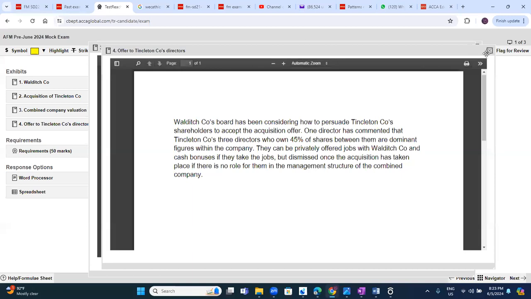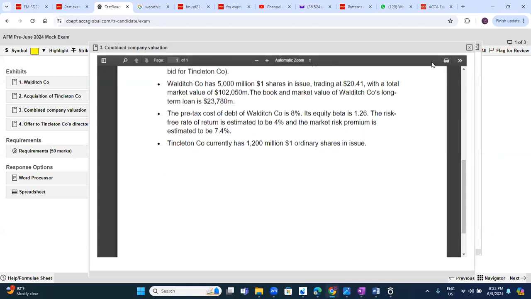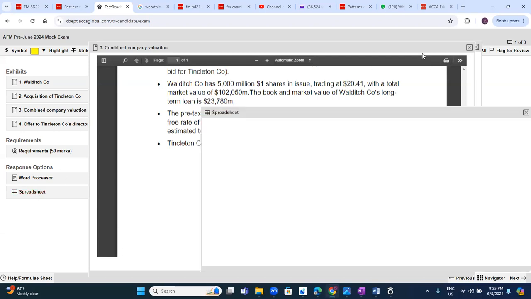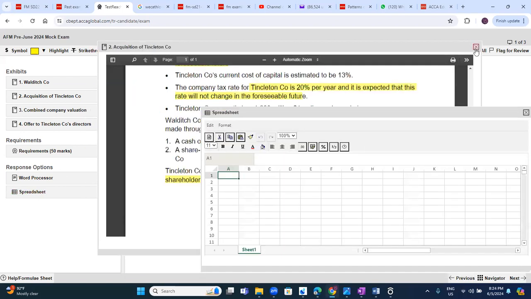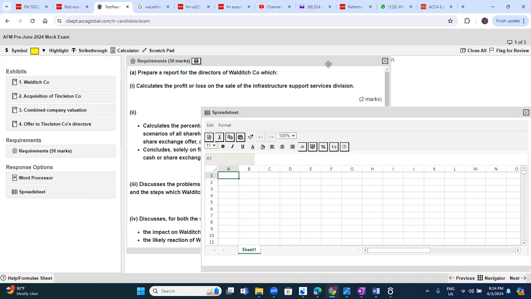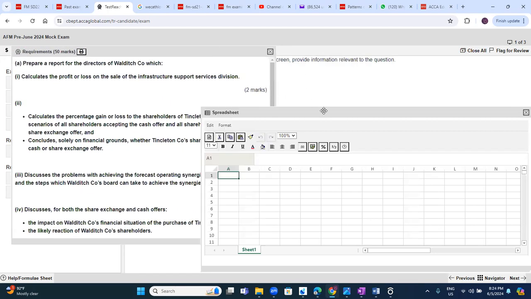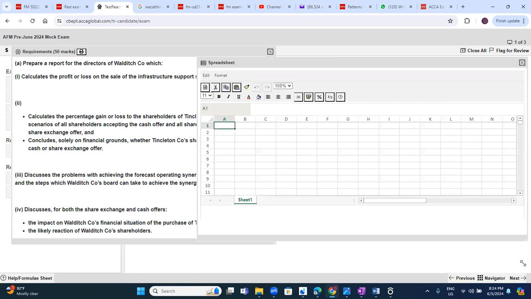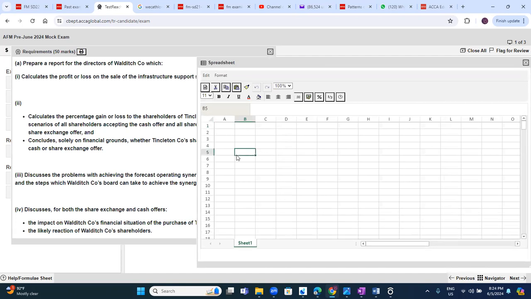So let's discuss and solve. We have to solve the numerical first, then we will make the report. So let's start with the first part. Okay, remember one thing, your spreadsheet will be kind of an appendix. So you will write appendix number 1.